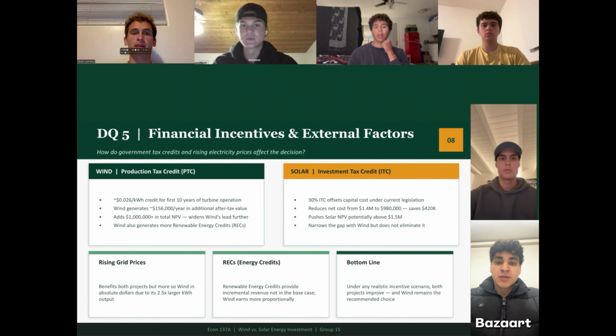Now for solar, we've got the investment tax credit. Basically, the university can deduct 30% of the setup costs right off the top. On a $1.4 million investment, that's a $420,000 discount. It brings our actual cost down to just $980,000, which is great for solar's value and could push its NPV over $1.5 million. Both projects win if grid prices keep going up, but wind wins much more because it's producing so much more power. Plus, we get renewable energy credits for both, and again, wind brings in more of those. No matter how you look at these incentives, both projects look better, but wind is still the clear winner.